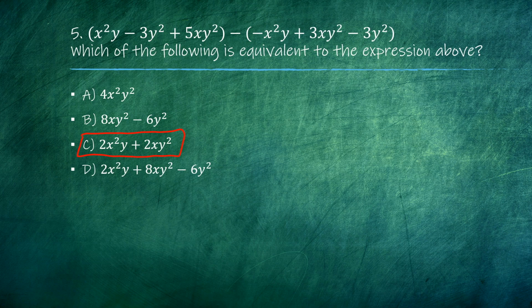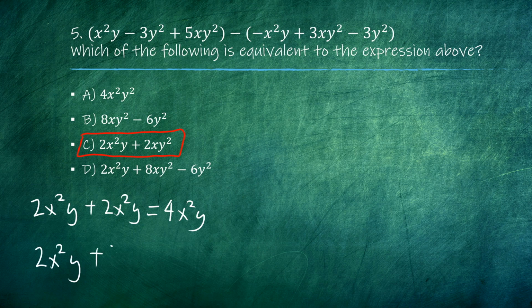For example, if we have 2x squared y plus 2x squared y, we can simply combine these two terms because the variable is the same and the exponent is the same, and we simply add the coefficients. So 2 plus 2 is 4, so we have 4x squared y. However, if we have 2x squared y plus 2xy, we cannot combine these because the exponent is different.